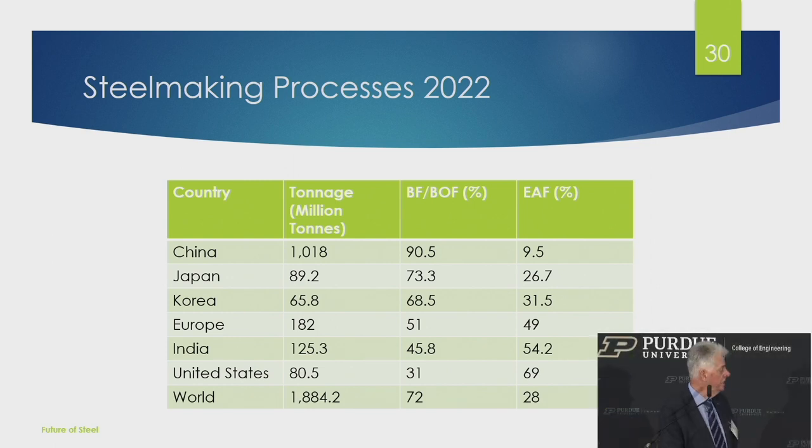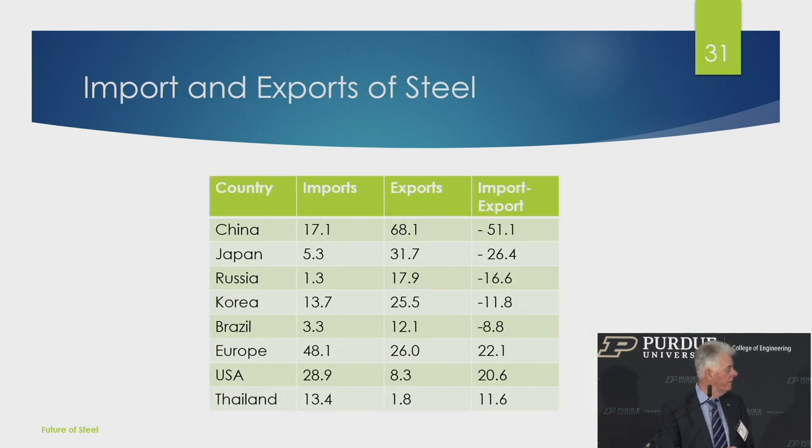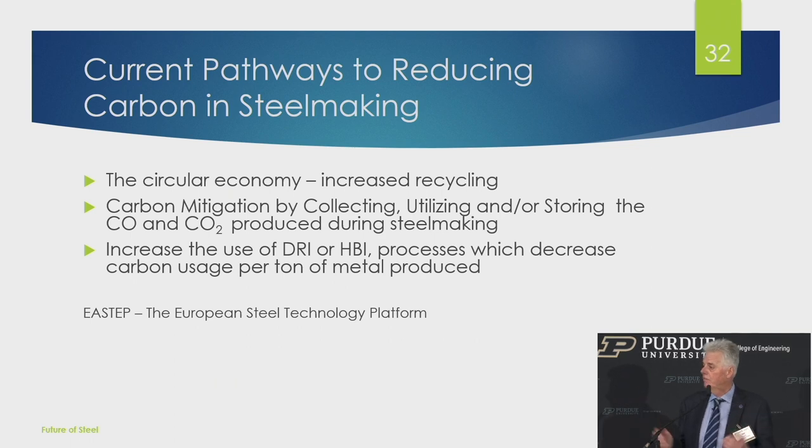So to change this and use significant amounts of DRI, we'd have to be building the capacity for another, at least the equivalent of what we have, which would mean we'd have to have the equivalent again in DRI facilities. Enormous investment. And the question is, where's that coming from?